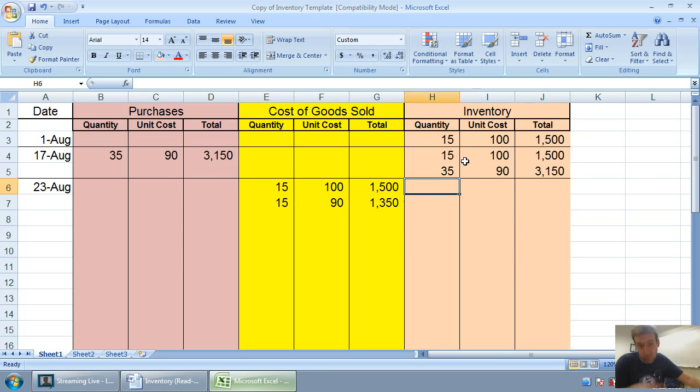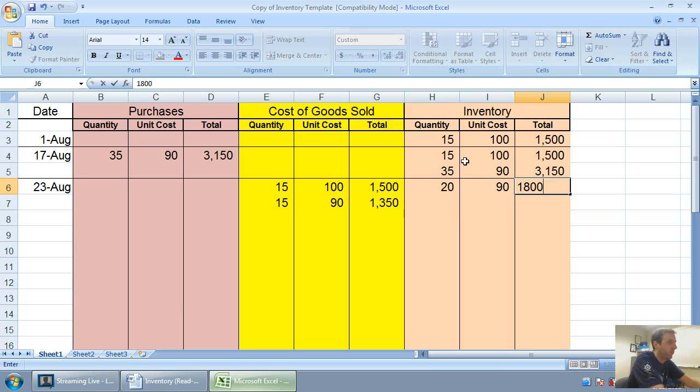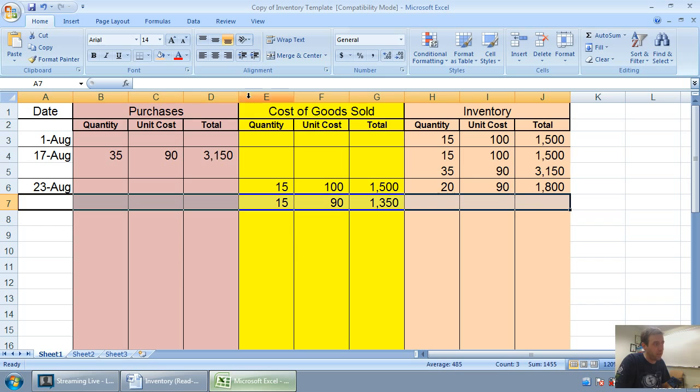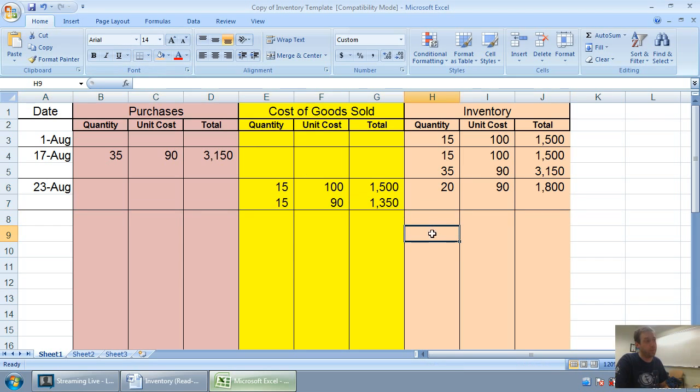Now, I had 15 at 100, I sold 15 at 100, it means I have zero left. I'm going to do my inventory total now. I have zero left at 100. I had 35 at 90, and now I've sold 15 of the $90 units, leaving me 20 $90 units sitting around, unsold. If you can understand this line, you can understand the FIFO method.